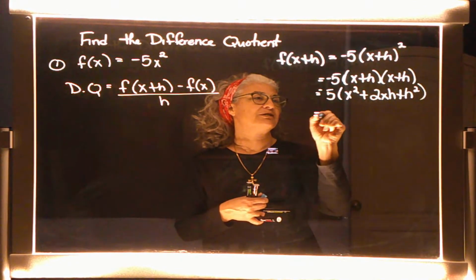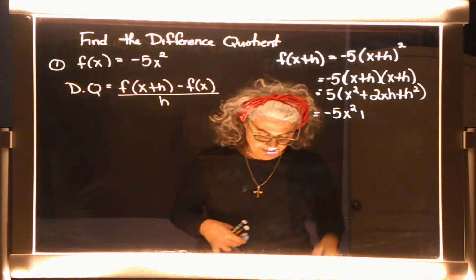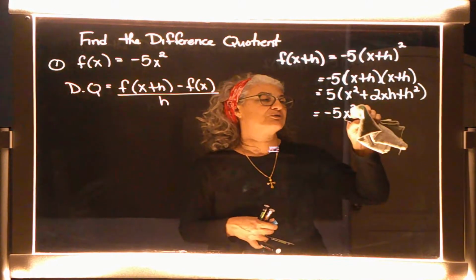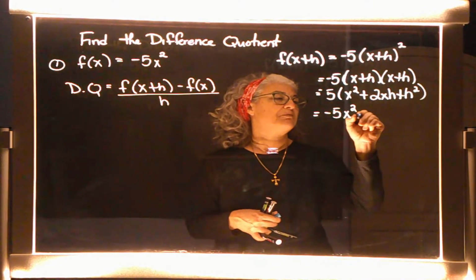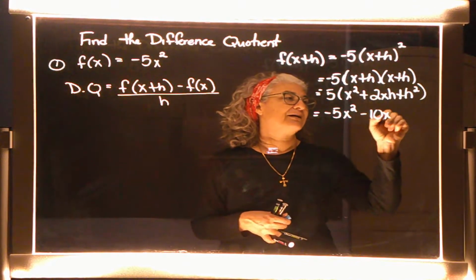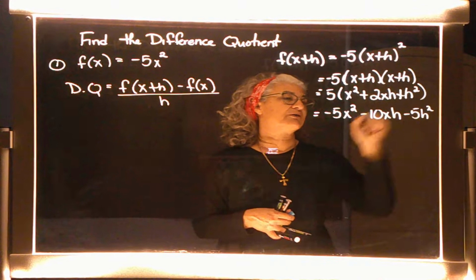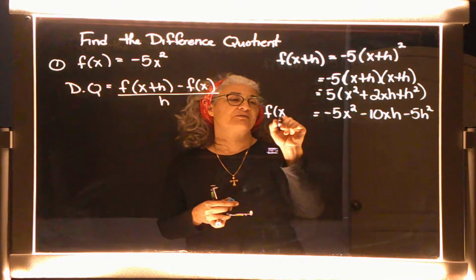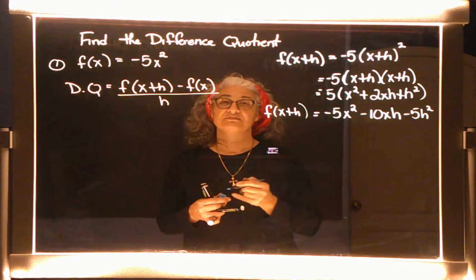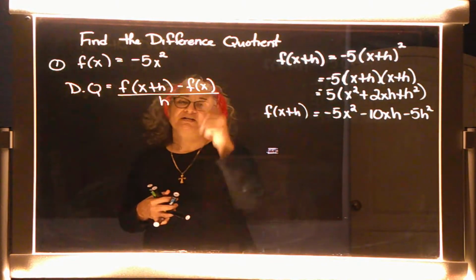All right, so this gives me negative 5x squared. Whoops, not plus because I'm distributing a minus sign, correct? Minus 10xh minus 5h squared. Cool? So here is my f of x plus h. Got it? Okay. The other thing I need to know is f of x.